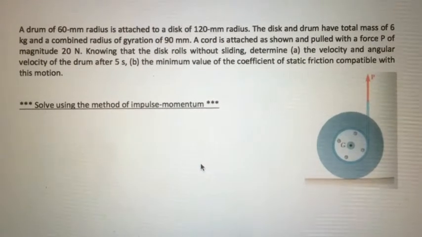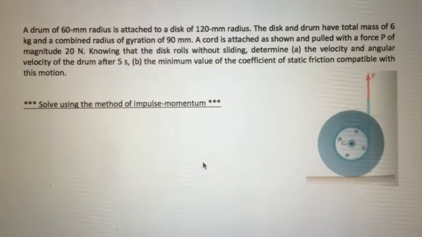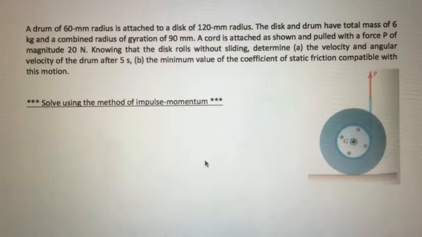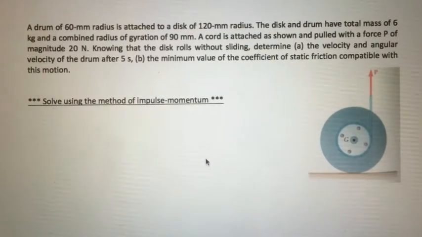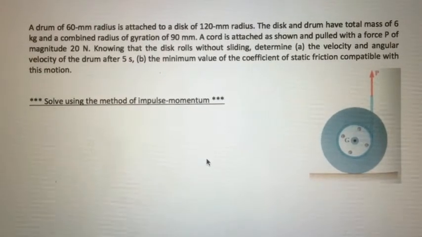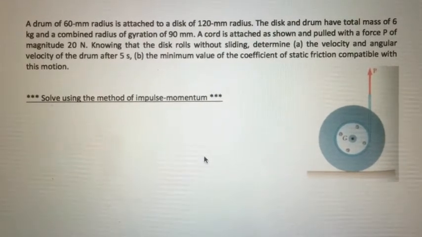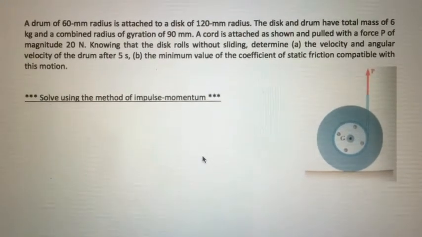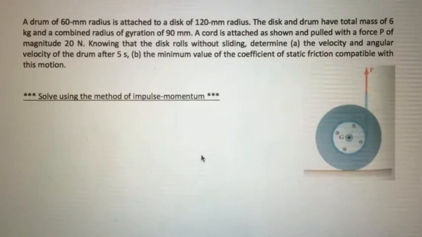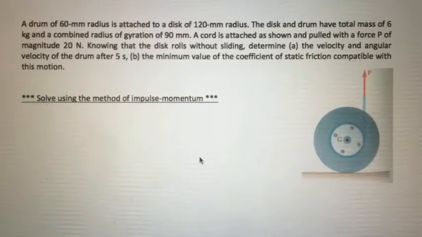We are gathered here today to solve this wonderful dynamics problem. We have a drum of 60 millimeters radius attached to a disc of 120 millimeter radius. The disc and drum have a total mass of 6 kilograms and a combined radius of gyration of 90 millimeters. A cord is attached as shown and pulled with a force P of magnitude 20 newtons.